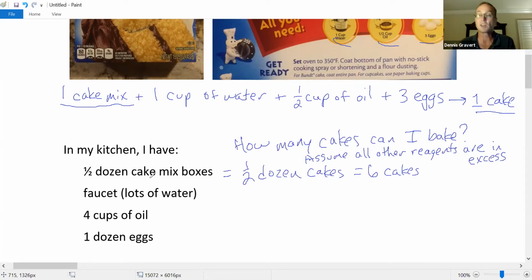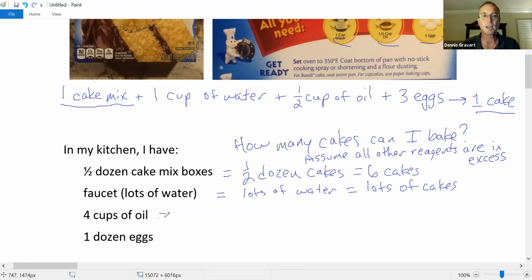If we only look at the number of cake mix boxes, we can make 6 cakes. Cool. If we look at only the water, we say, okay, we have so many other reagents, the water is going to run out first. We have lots of water. As long as we don't have a drought and they shut off my water, I pay my water bill, I can make as many cakes as I want if water is going to run out first. Okay, that's kind of ridiculous. Water is not the limiting reagent here. It's not going to put a stop to how many cakes I can make.